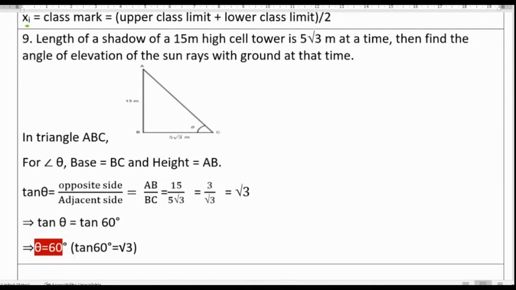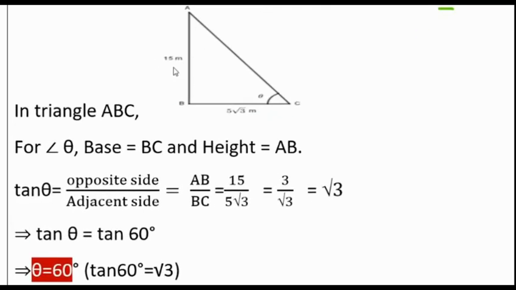Ninth question. The length of the shadow of a 15-meter cell tower is 5 root 3 meters at a certain time. Then find the angle of elevation of the sun with the ground at that time. The length of the tower is given as 15 meters, and the length of the shadow is 5 root 3 meters. We have to find theta here.